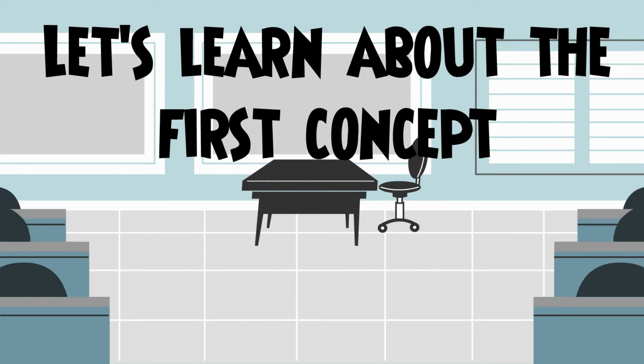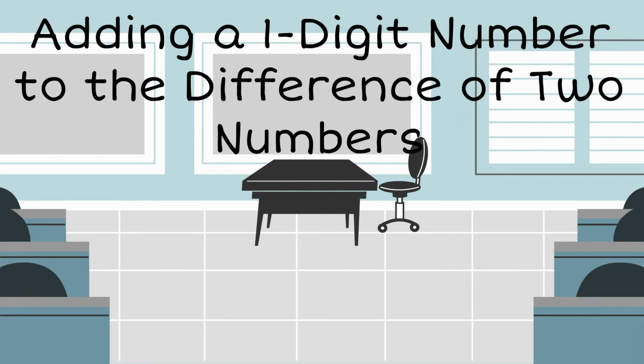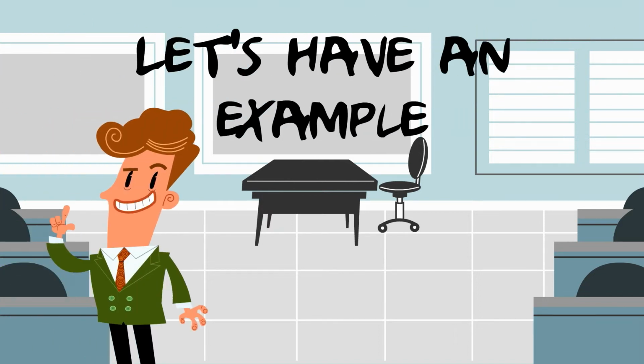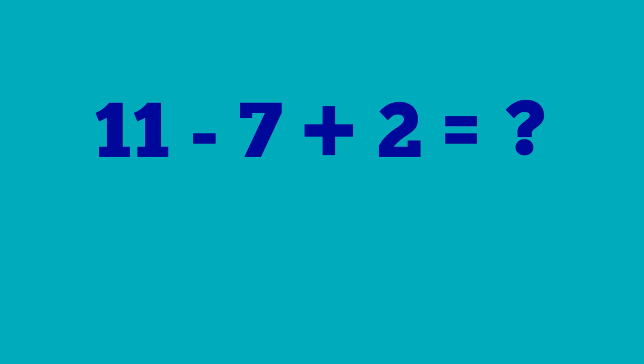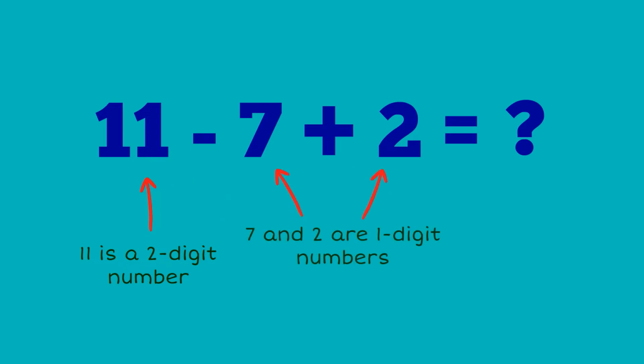Let's learn about the first concept. Adding a one-digit number to the difference of two numbers. Let's have an example. 11 minus 7 plus 2 is equal to. 11 is a two-digit number. 7 and 2 are one-digit numbers.